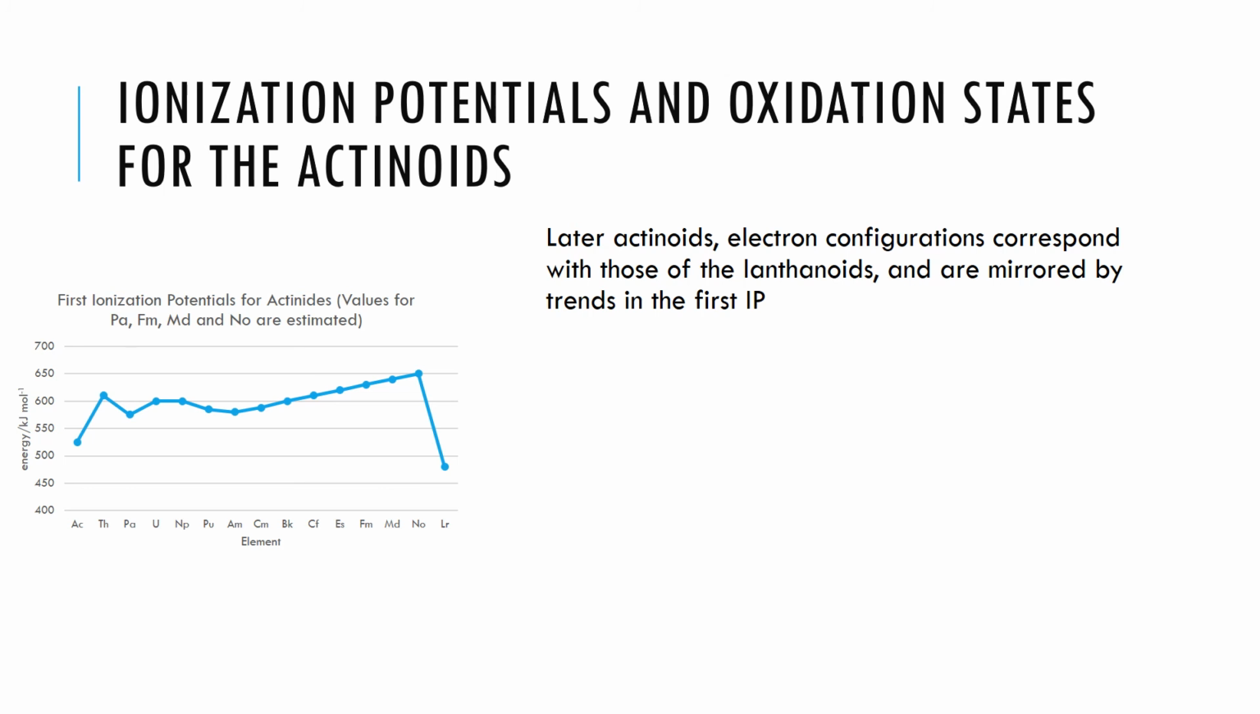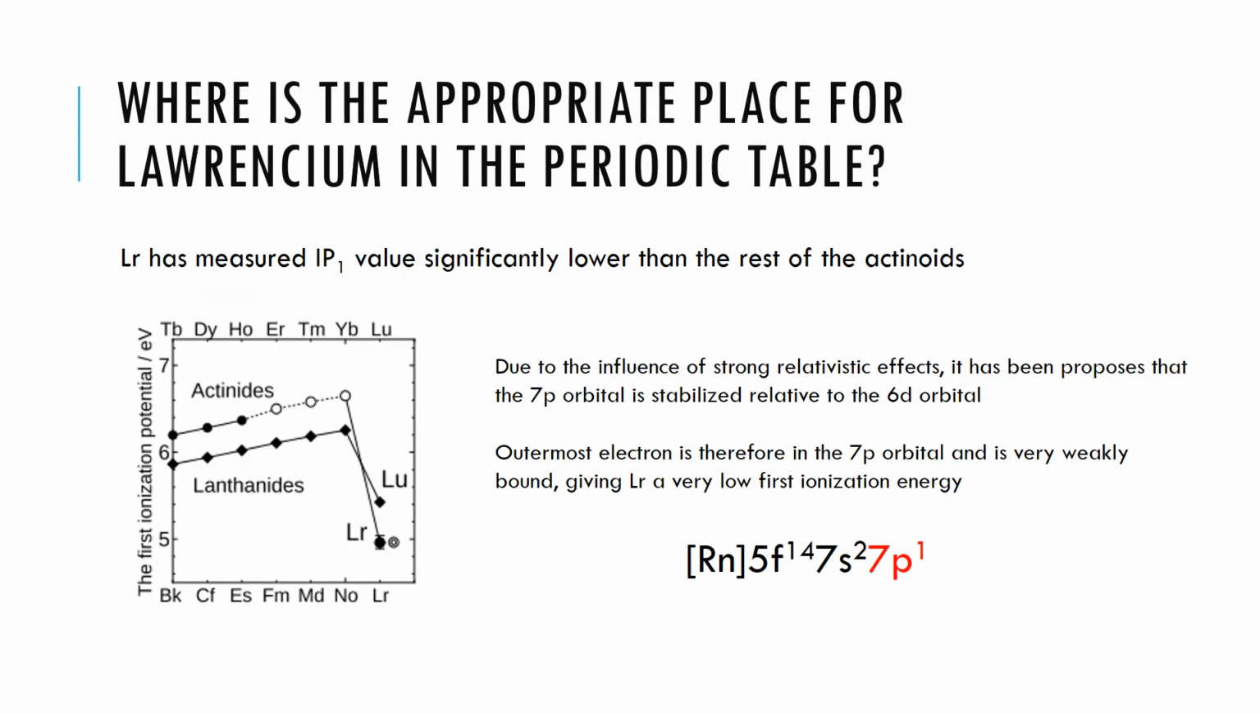However, the later actinoids have electron configurations that correspond far more to those of the lanthanoids, albeit this time we're filling the 5f orbitals. And you can see that there's a clear increase in the ionization potential as you cross the group until you get to lawrencium. Lawrencium's quite an interesting element because it has a measured first ionization potential that is significantly lower than the rest of the actinoids. Indeed, it's also lower than any of the lanthanoids.